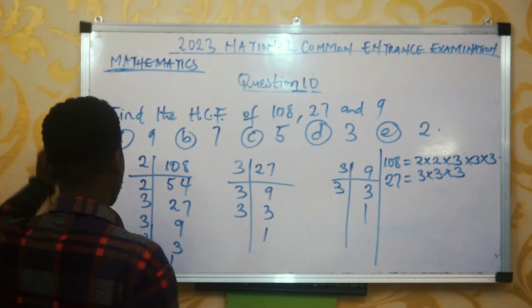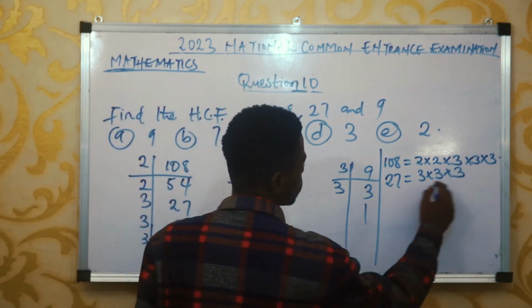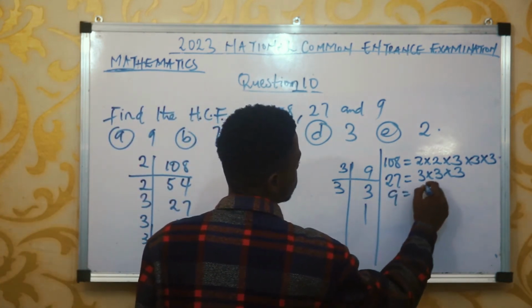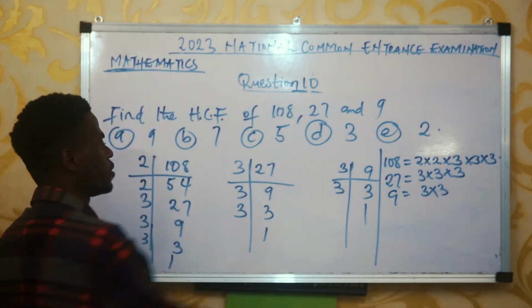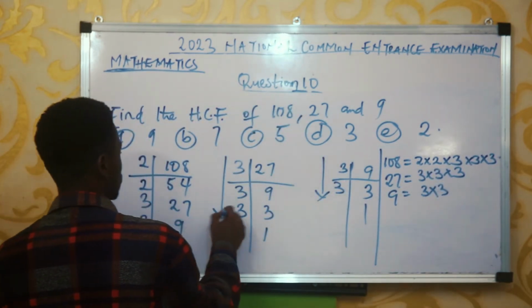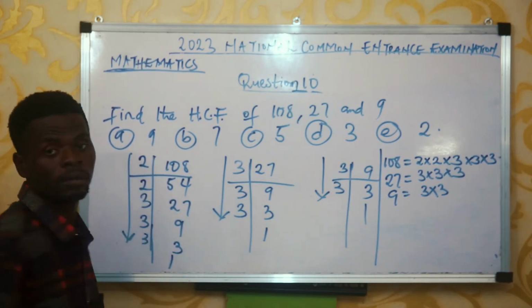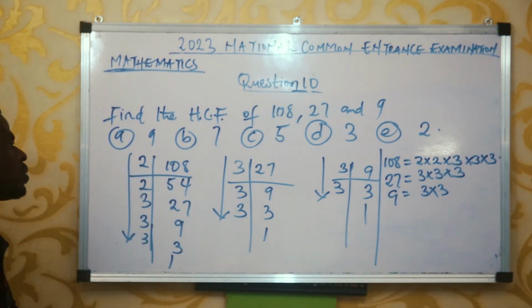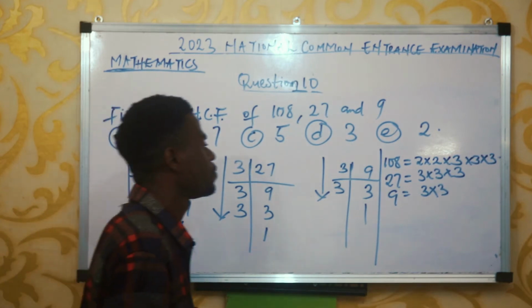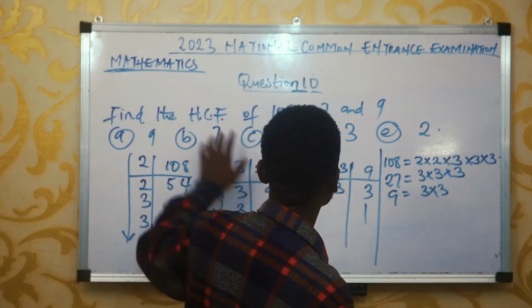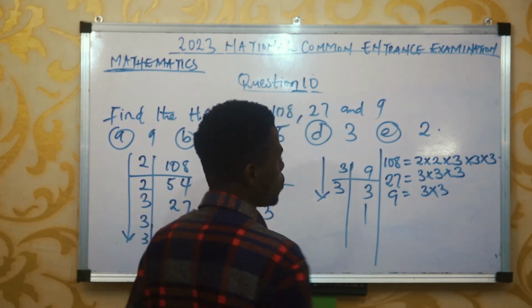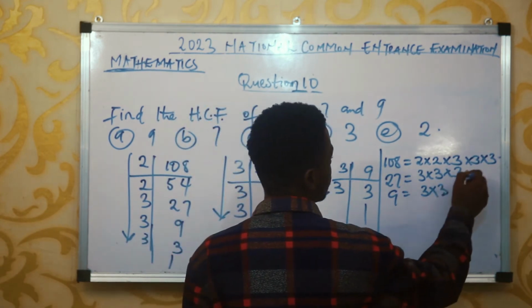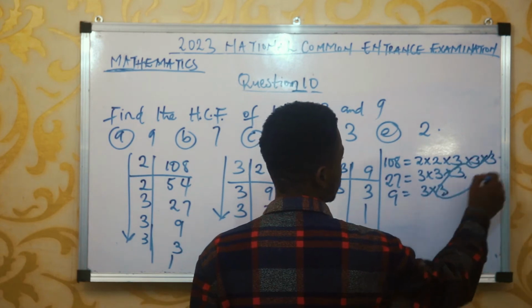Now the next one again is 9. Our 9 is 3 times 3, which is 9. Can you see that? Look at it. Now we want to look for our highest common factor here. If you look at it, we have 3 here, we have 3 here, we have 3 here. So we have gotten a common factor here, that's 3.